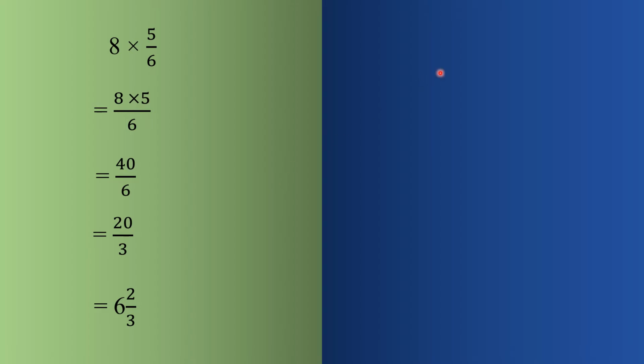Let us take one more question. Here it is 4 multiplied by 1 by 4. 4 is a whole number and 1 by 4 is a fraction. So at first we will multiply whole number and numerator. It means 4 multiplied by 1 by 4. Now 4 ones are 4, so it is 4 by 4, and we know that 4 by 4 equals 1.